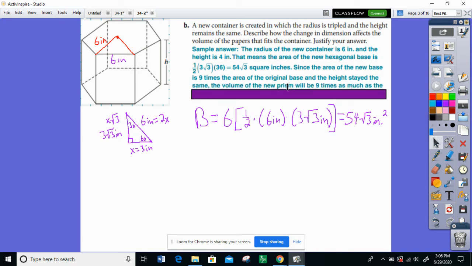So since the area of the new base is 9 times the area of the original base and the height stayed the same, the volume of the new prism will be 9 times bigger than the original prism.